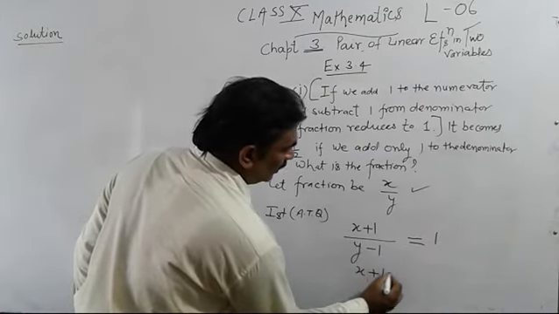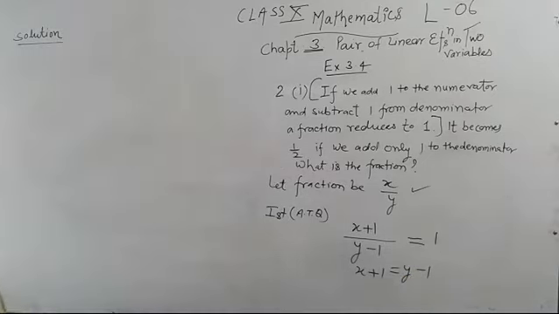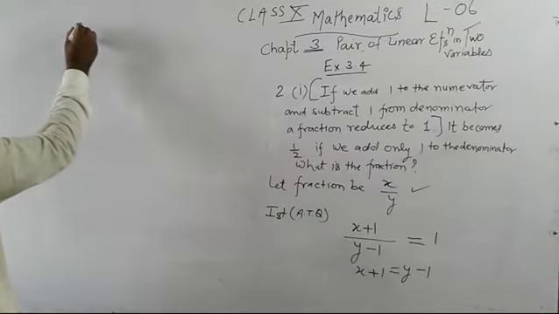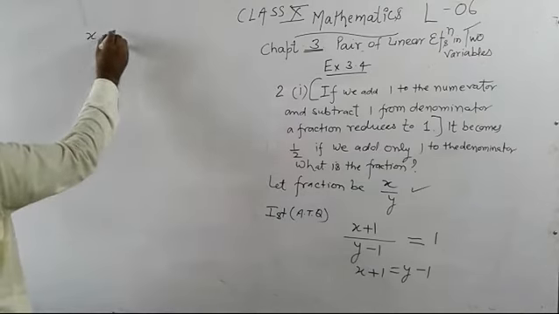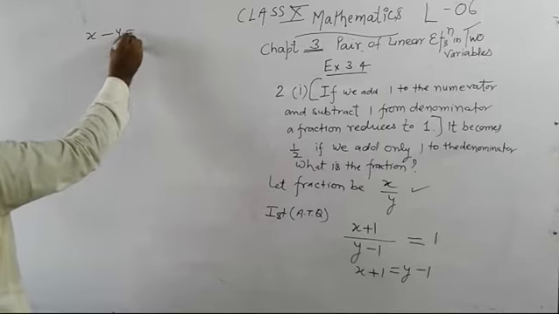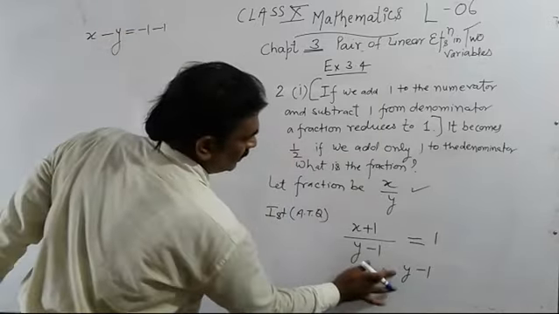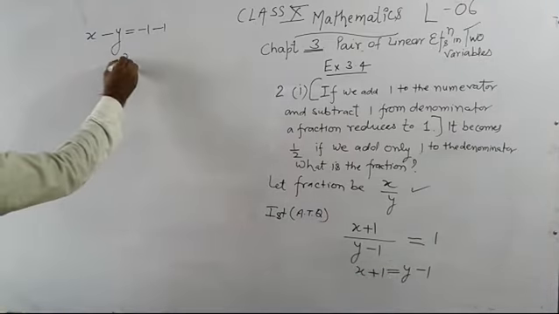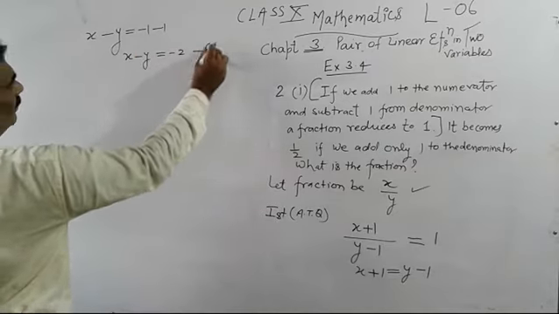x plus 1 is equal to y minus 1. Now here students, we can write x minus y is equal to minus 1 and minus 1. So here students, the equal to has a sign. So finally we can write here x minus y is equal to minus 2, which is the first equation.